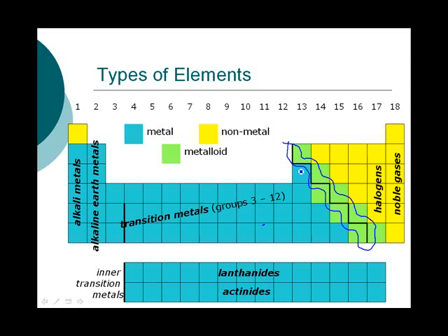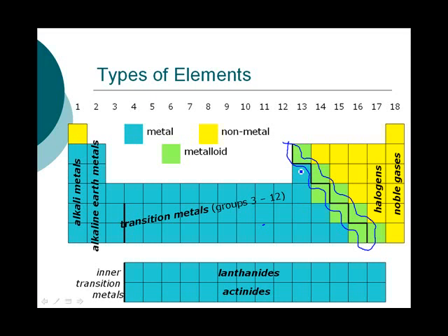The alkali metals are group 1. The alkaline earth metals are group 2. In the middle of that periodic table, we have transition metals, which are groups 3 to 12. And then the other names you should know would be, for groups 17 and 18, halogens and noble gases, respectively.